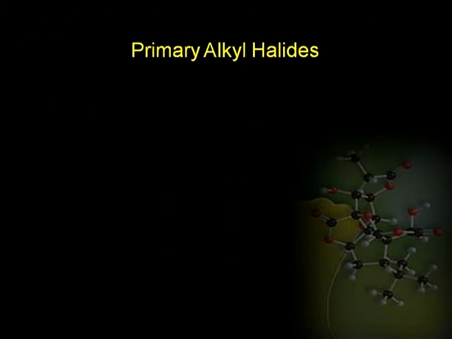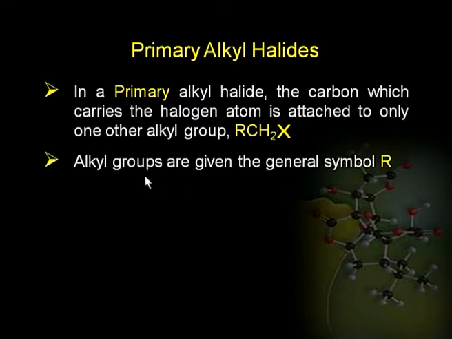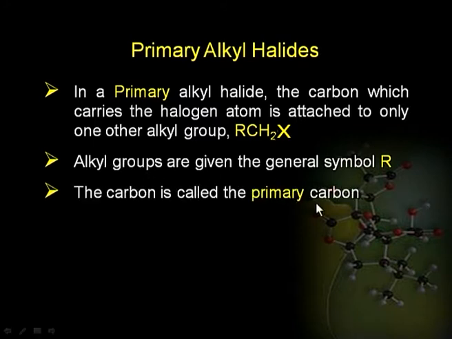What are these? Primary alkyl halides are the ones where the carbon which carries the halogen atom is attached to only one other alkyl group. We can represent the primary alkyl halides by a general formula RCH2X, and as you can see, R is the alkyl group, X is the halogen atom. The alkyl groups are given the general symbol R, and the carbon to which the halogen is attached is called the primary carbon atom.